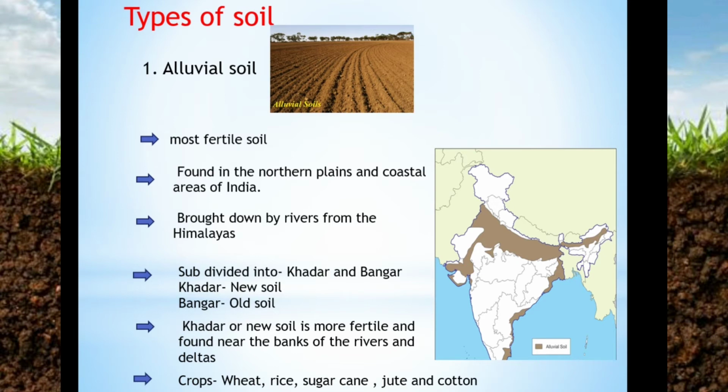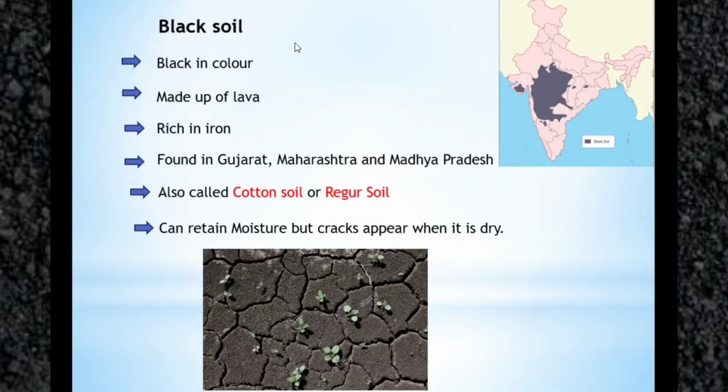Now let's proceed towards the black soil. As its name tells us, this soil is black in color and it is made up of lava deposits. The black shaded areas are the areas where this soil is found. Some parts of Gujarat, some parts of Madhya Pradesh and almost all of Maharashtra are covered with this soil.